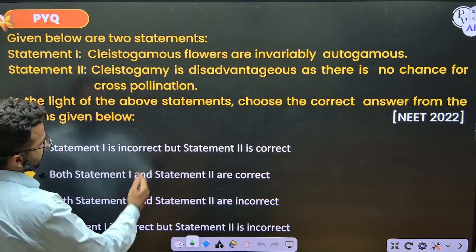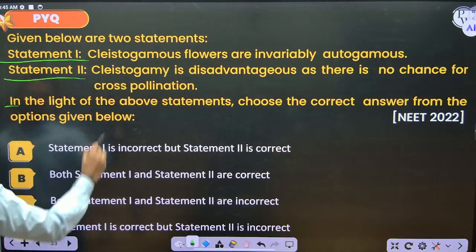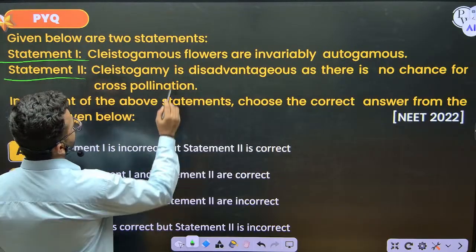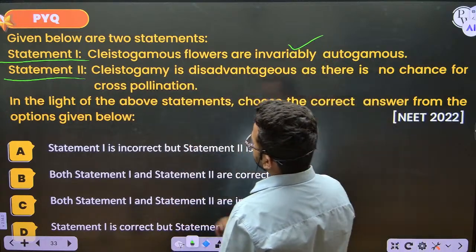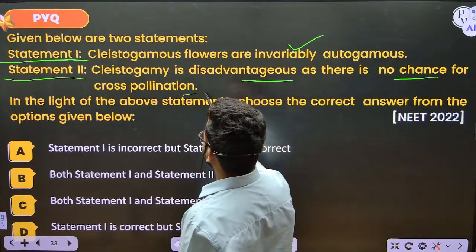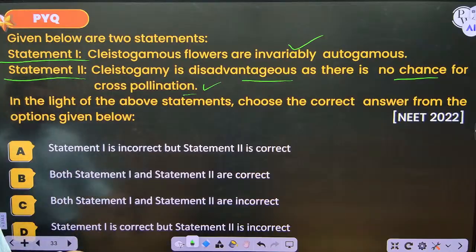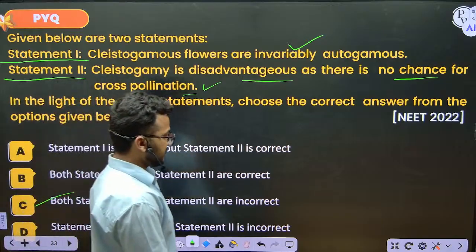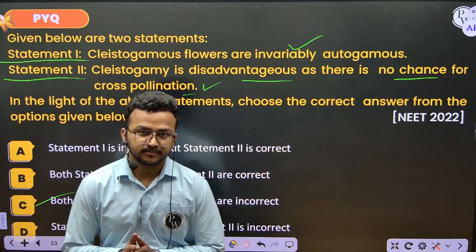Okay, this is a 2022 statement based question they asked, statement 1 and statement 2. Cleistogamous flowers are invariably autogamous, that is correct. Cleistogamy is a disadvantage as there is no chance of cross pollination. This is also correct. There is an advantage also, but both the statements are correct in case of this. So remaining we will discuss in the next session. So till then, take care. Thank you.